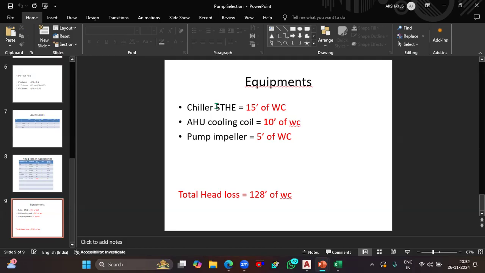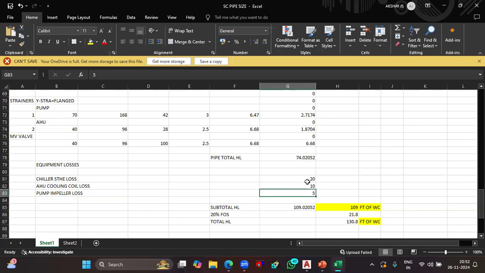So you can see for the chiller, it's 15 feet of water column. Actually, it's not a constant value. It will definitely change. Then AHU cooling coil loss is 10 feet of water column. Then pump impeller loss is around 5 feet of water column. So once you add these values, now add this equipment loss to the total pipe loss, which will give you around 109.02. Okay. Here you can see this now. All right, guys. So now we got a value of around 109 feet of water column.